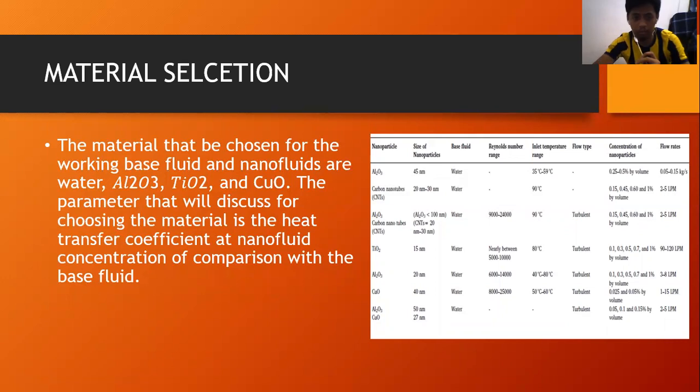The next slide is about the material selection for our project. The materials that we choose for the working base fluid and nanofluid are water, Al2O3, TiO2, and CuO. The parameter that we will discuss for choosing the material is the heat transfer coefficient at nanofluid concentration in comparison with the base fluid.